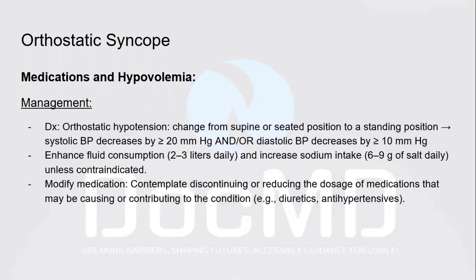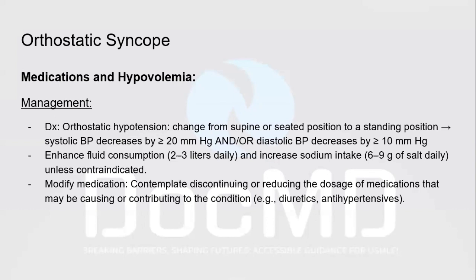Management. So the diagnosis. Now this is important. Orthostatic hypotension: when you change from a supine or seated position to a standing or upright position, the systolic blood pressure decreases by more than or equal to 20 mmHg, or diastolic BP decreases by more than or equal to 10 mmHg. Okay, these are values. You have to remember this. I will give you the presentation, but it's not that hard because just think of it like this: systolic BP is always higher, so a 20 decrease is required, and diastolic BP is lower, so a 10 decrease is required.